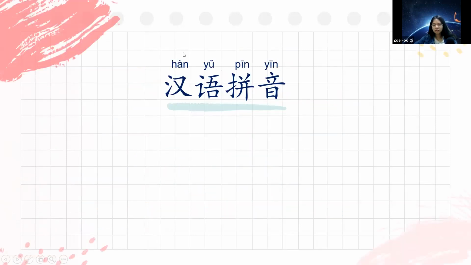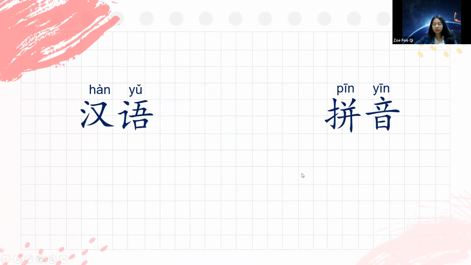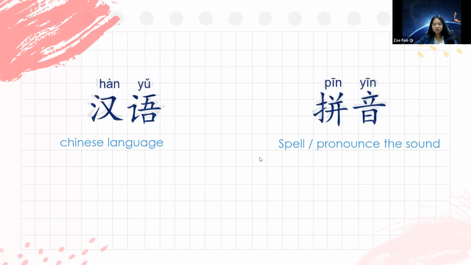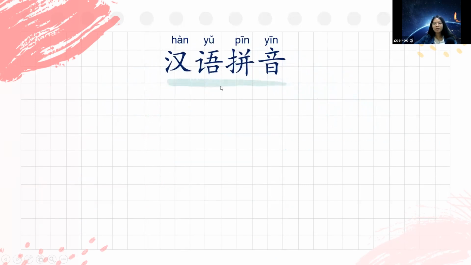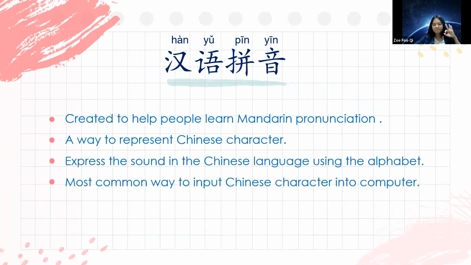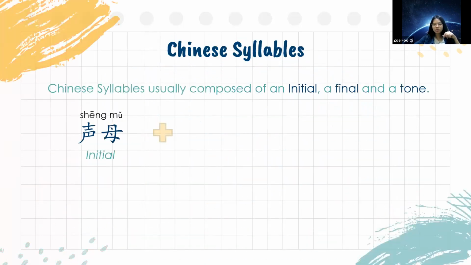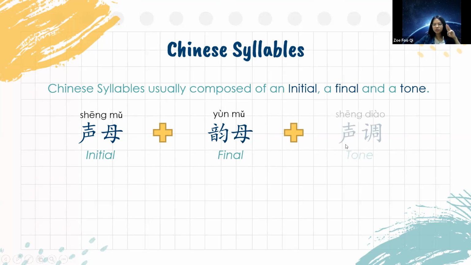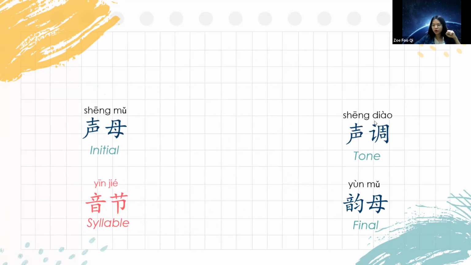Pinyin is this thing to help us know how to pronounce the Chinese character. But if you can learn the Chinese character, it is better. Pinyin consists of 3 elements. If you still remember, it has 3 components: the initial, the final, and also the tone. So this will become a syllable. So what is initial, what is final, and what is tone, right?